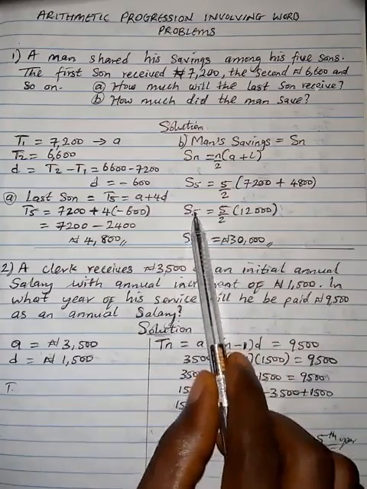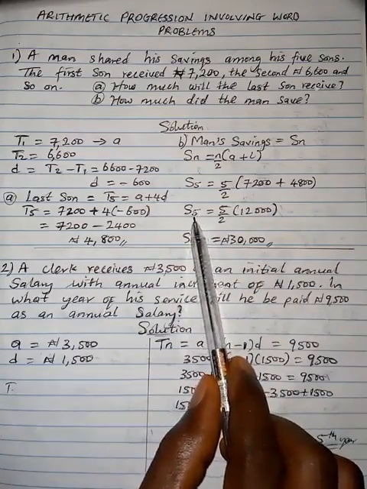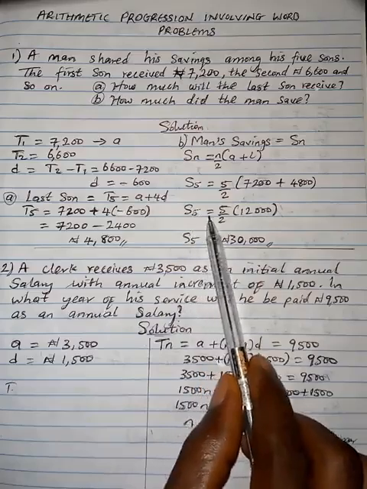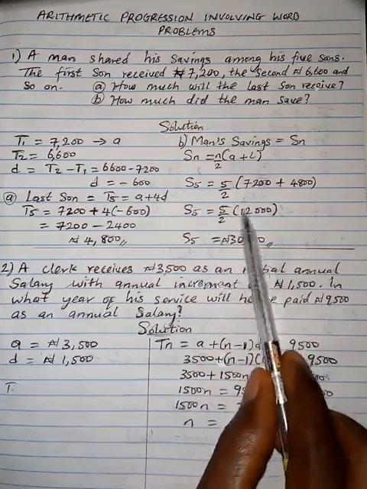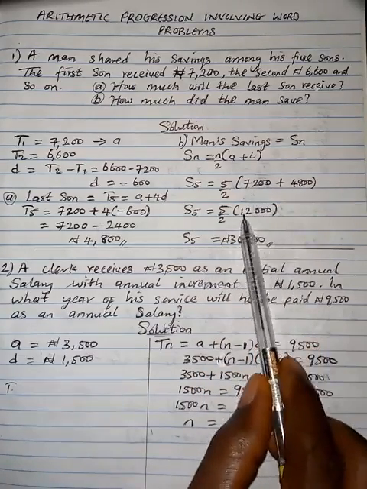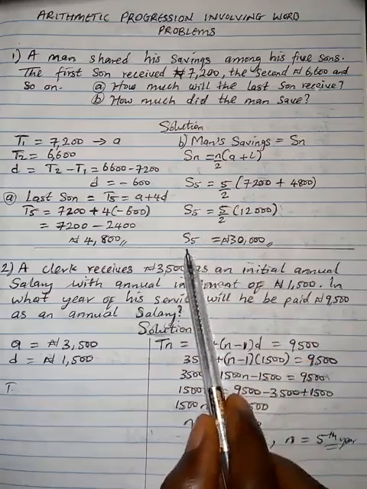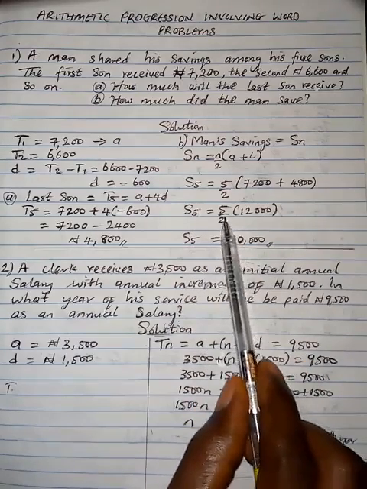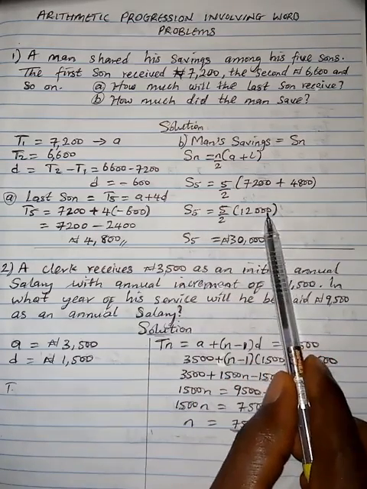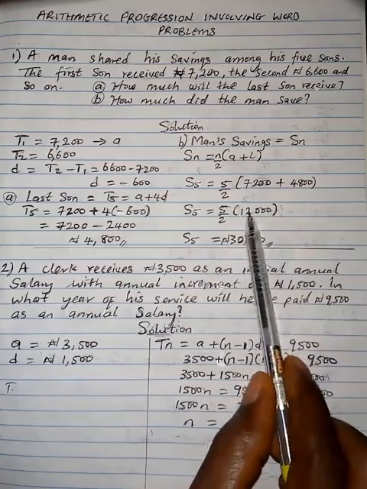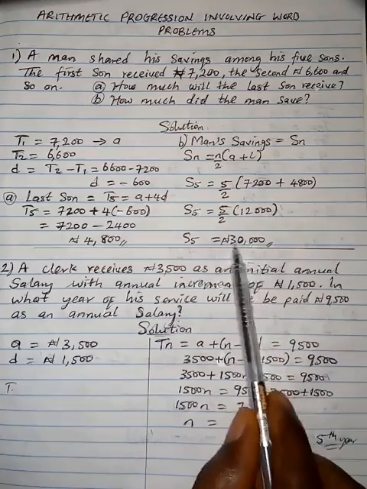Now I have the sum of the 5 terms equals 5 over 2 into bracket. This plus this will give me 12,000. Now the sum gives me 2 into this will give me 6,000, and then 600 times 5 will give me 30,000.